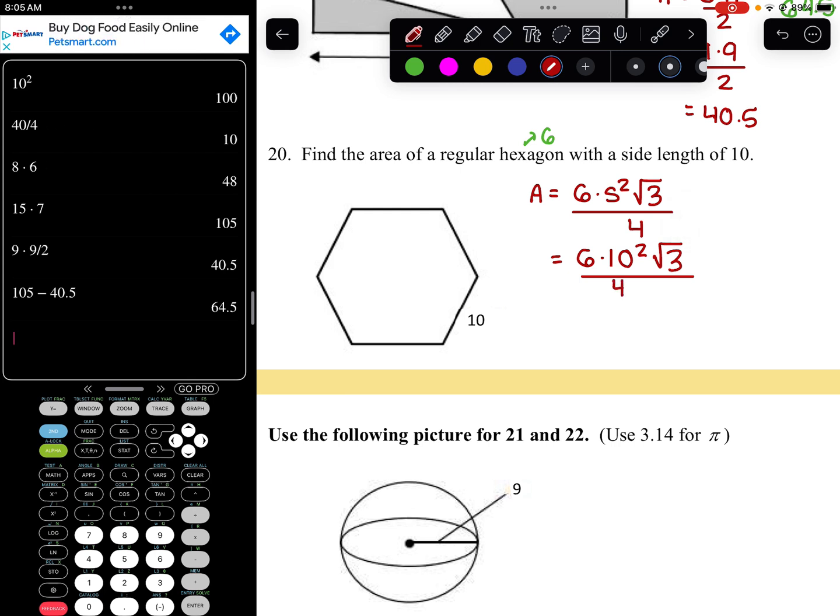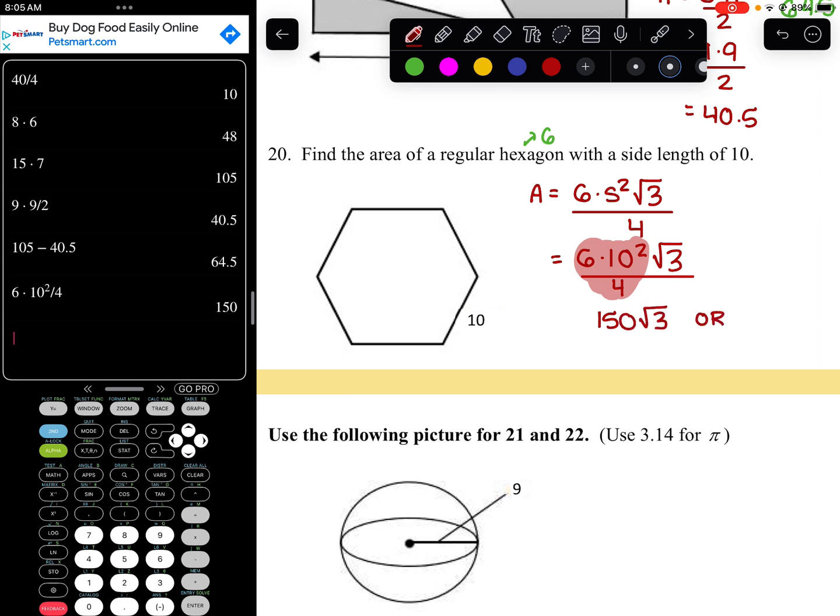Let's plug this into our calculator. I'm only going to type in the numbers that are outside of the square root. So I'm only going to type in these right now. 6 times 10 squared divided by 4 gives us 150 root 3. And then I'm also going to write this as a decimal, just in case. 150 root 3.